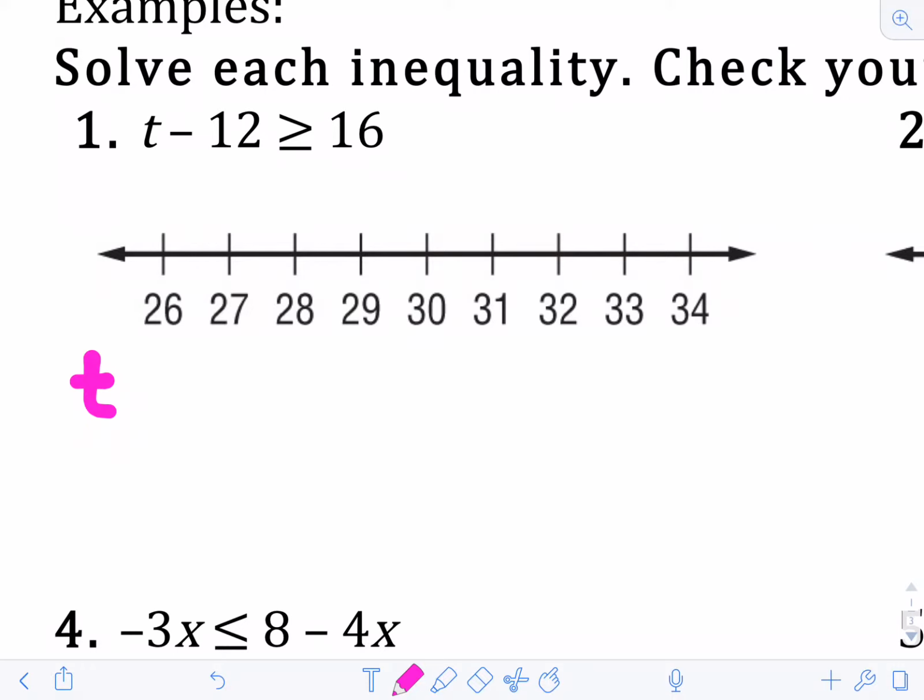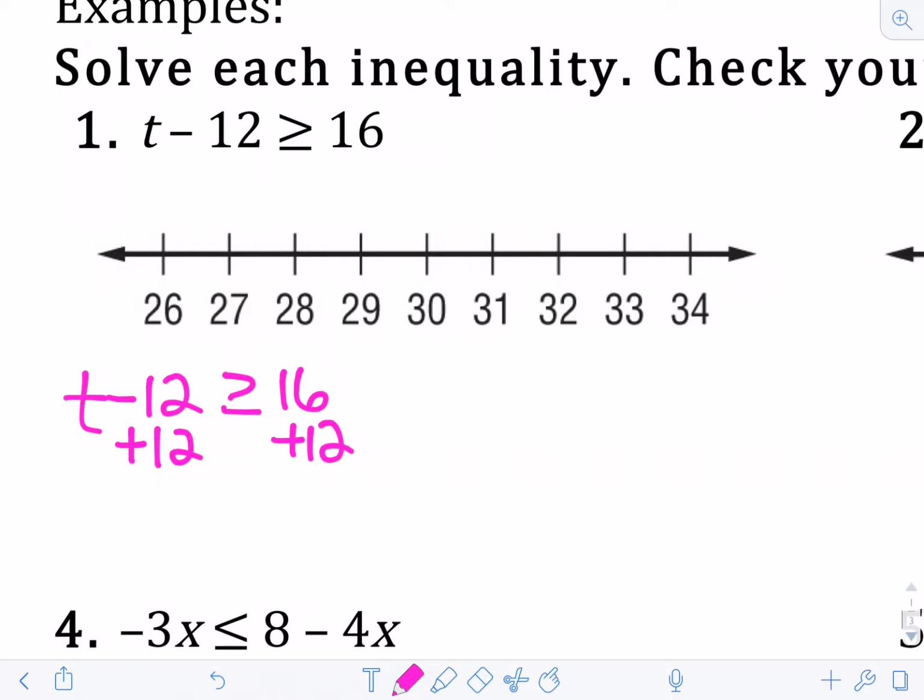Okay, number 1, t. I'm going to make this a little bit smaller so it's not so thick. Alright, so we have t minus 12 is greater than or equal to 16. Okay, to solve for t, you add 12 to both sides. You have t is greater than or equal to 28.